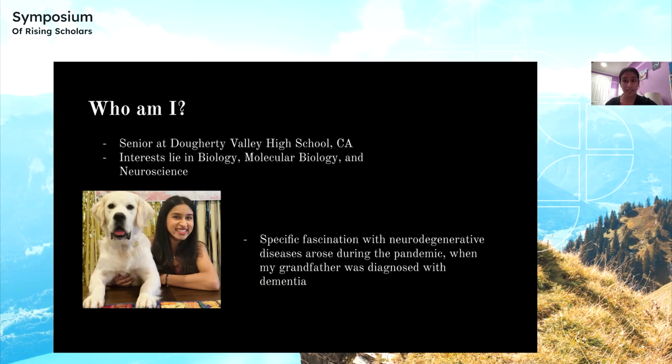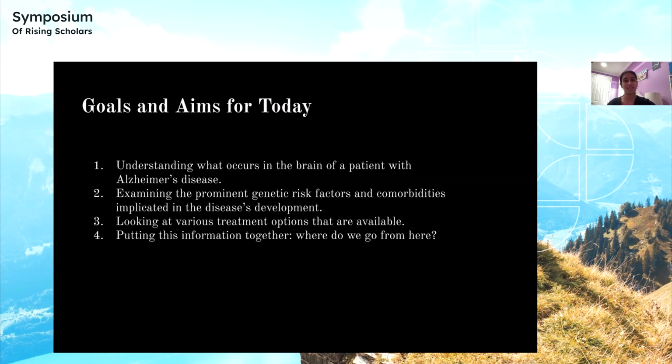This brings me to the agenda of today's presentation. Today, we'll understand what occurs in the brain of a patient with Alzheimer's disease. We'll then examine the prominent genetic risk factors and comorbidities implicated in the disease's development. We'll then look at various treatments that are available, and then we'll put the information together. Where do we go from here?